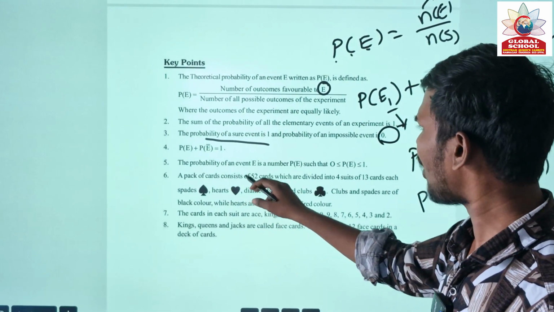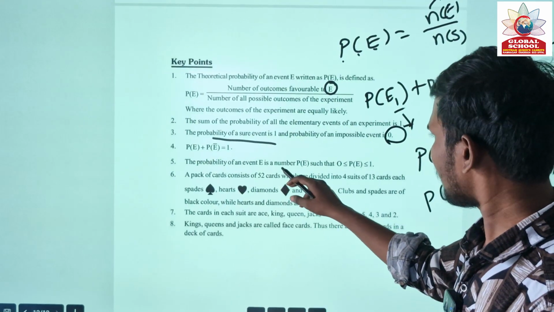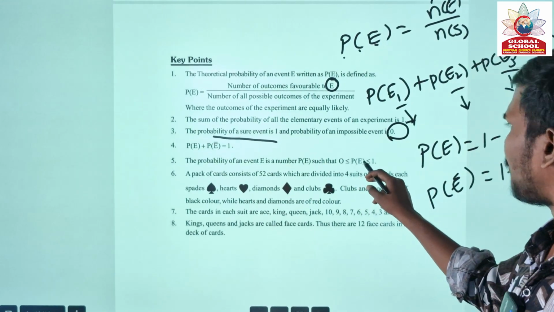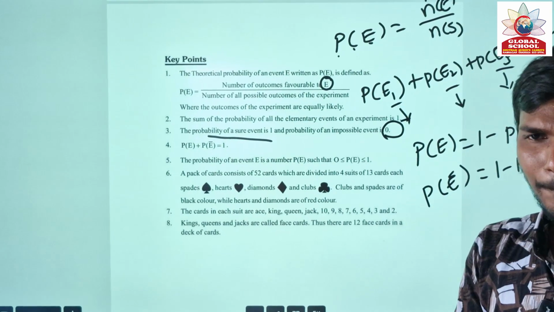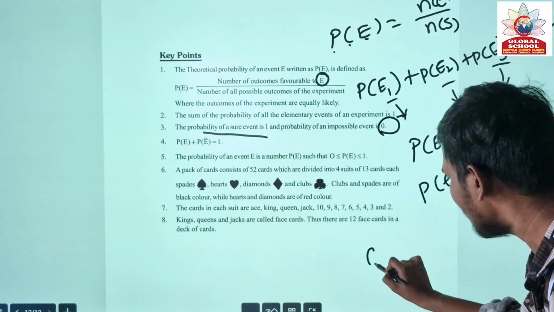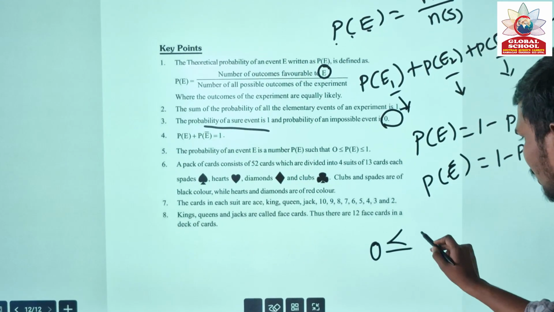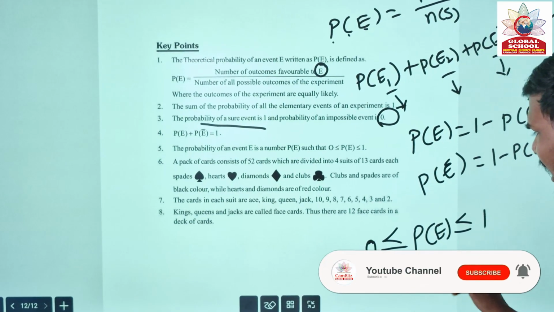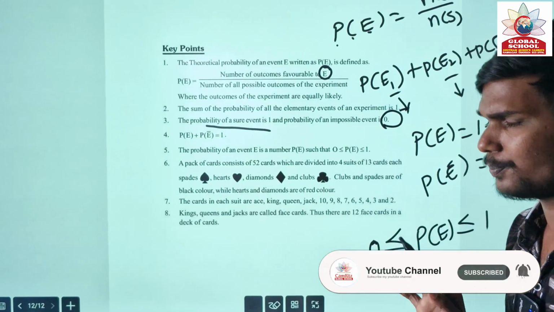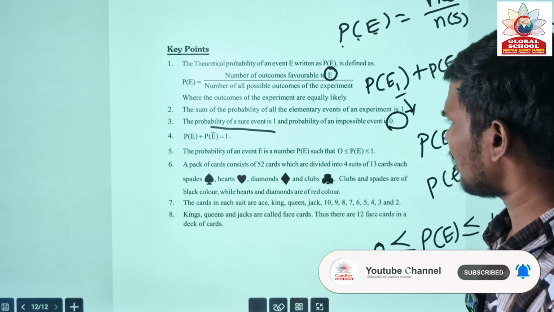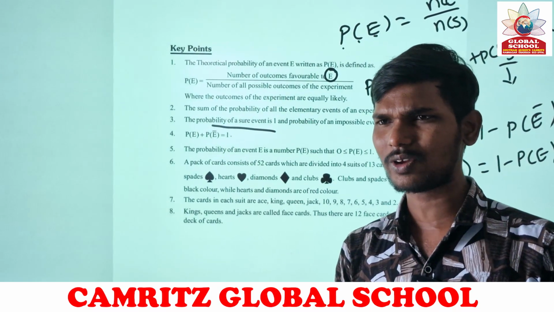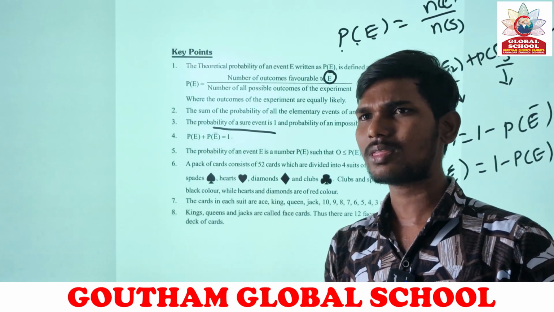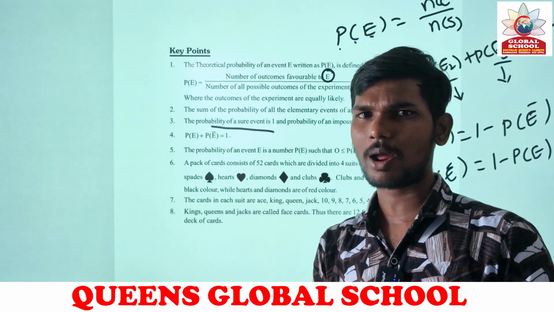The probability of an event E is a number P of E such that 0 is less than or equal to P of E, which is less than or equal to 1. The probability always lies between 0 and 1. Okay. Next, in probability we can discuss dice problems, playing card problems, balls problems, candies problems.